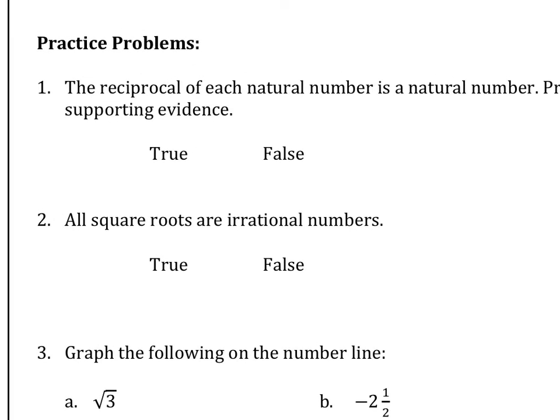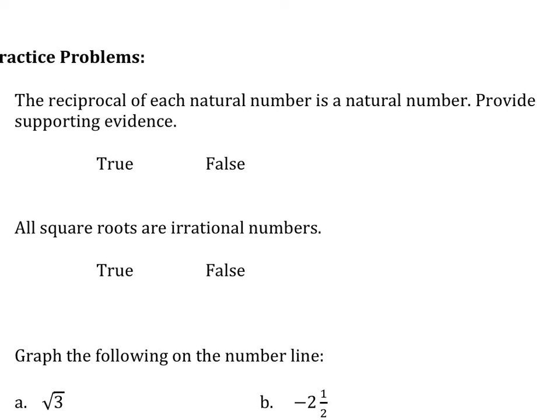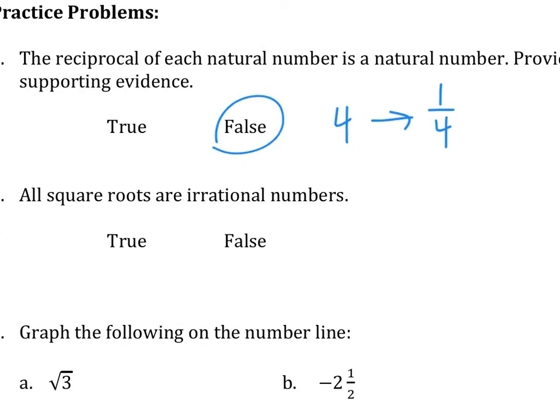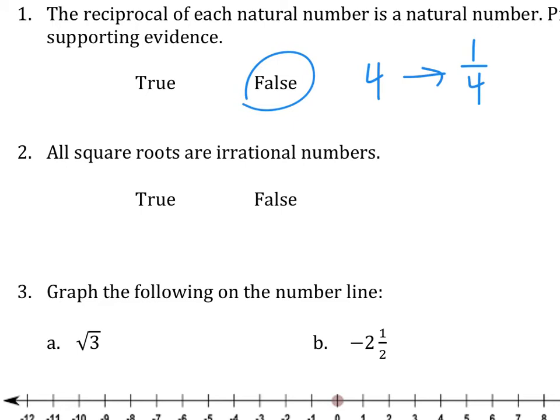The reciprocal of each natural number is a natural number. True or false? False. Give me supporting evidence. 1 over 4. Okay, the reciprocal of 4 is 1 over 4, and 1 over 4 is not a natural number. Correct. Okay, Kendrick. All square roots are irrational numbers. False. Give me a counterexample. Square root 25. Okay, square root 25 is 5, so it is not irrational. Good.